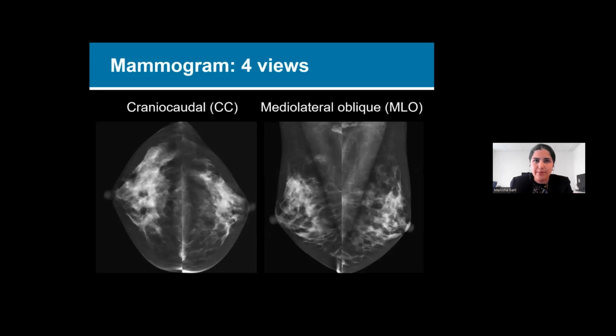This is an example of a screening mammogram. There are four views obtained: a craniocaudal view of each breast, in which the breast is compressed like a pancake, and a mediolateral oblique view of each breast, in which the breast is compressed from side to side.